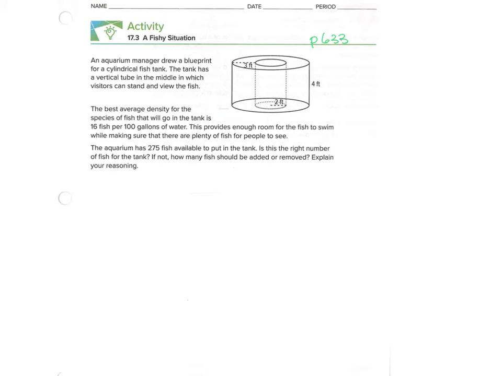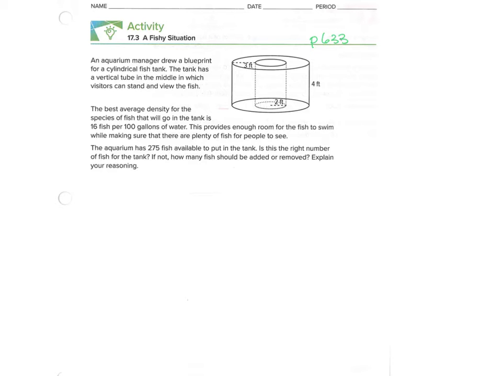Let's take a look at 17.3 on page 633 of our workbooks. An aquarium manager drew a blueprint for a cylindrical fish tank. That'd be kind of cool. The tank has a vertical tube in the middle in which visitors can stand and view the fish. Well, that's kind of exciting.